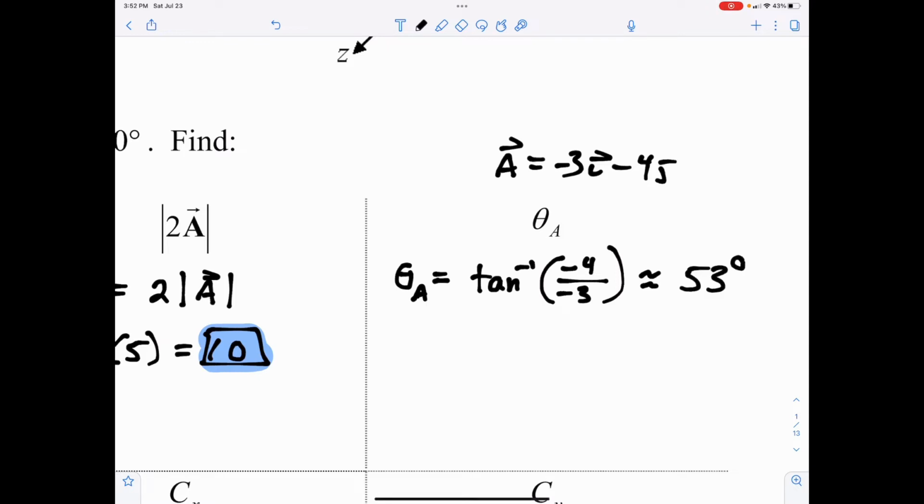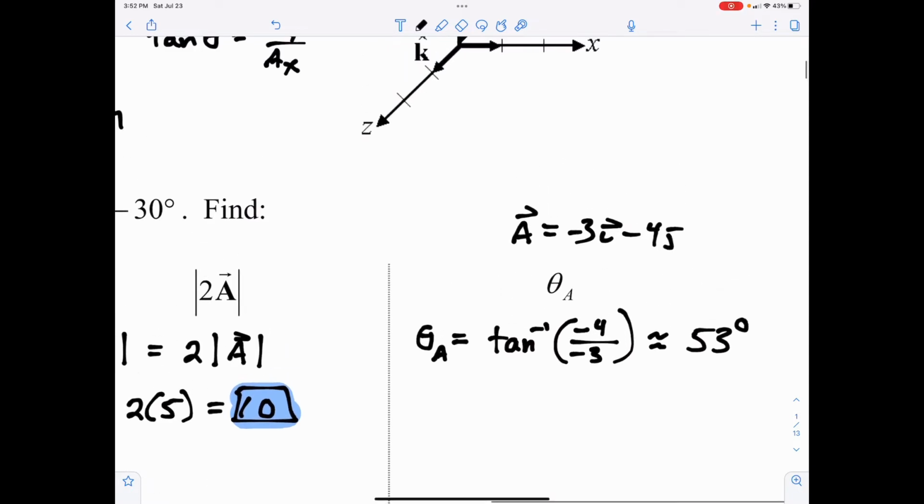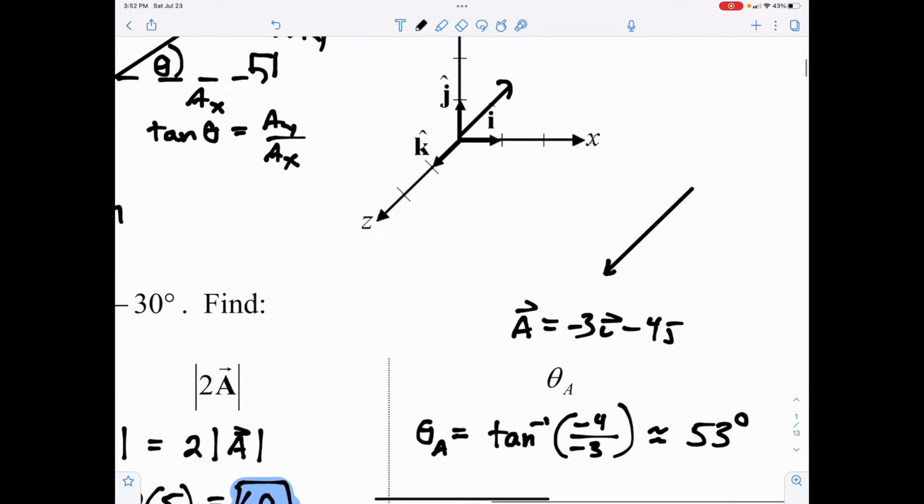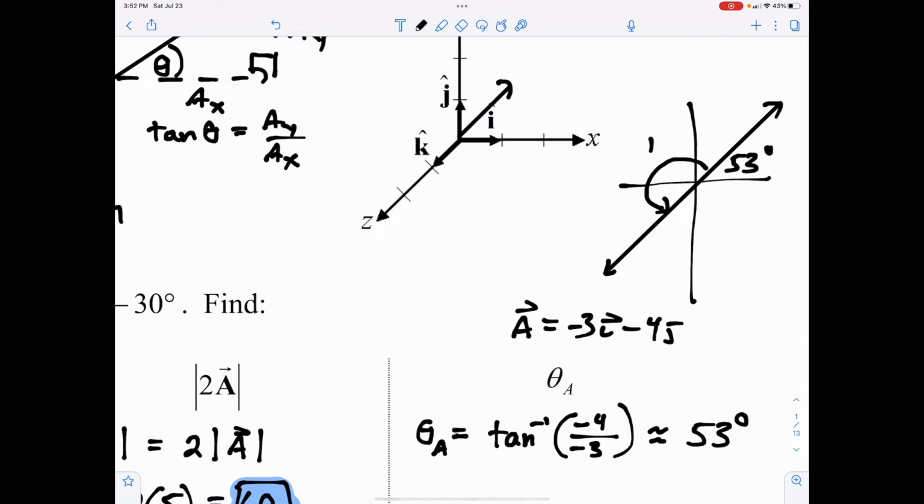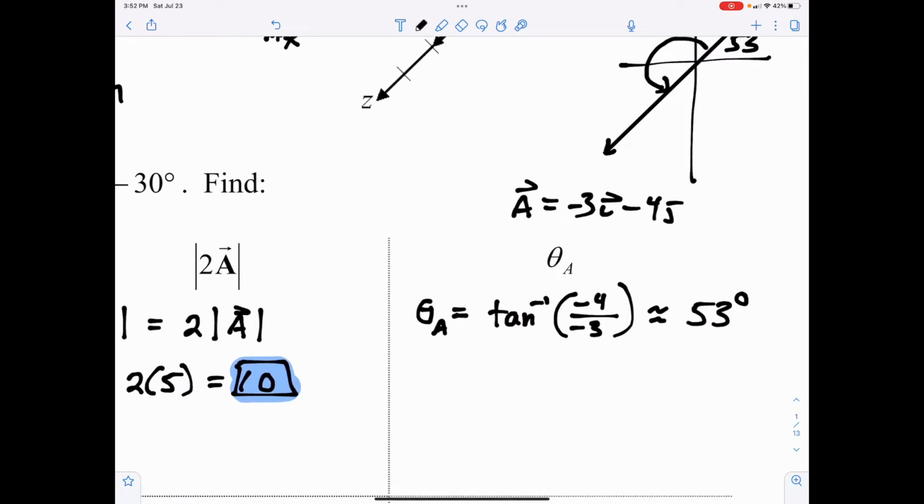But the reality is we know that 53 degrees is not correct. 53 degrees points up into quadrant number 1. So you have to add 180 degrees in order to figure out the true direction of this particular vector. So the direction, the angle of A, would be approximately 53 degrees plus the 180, or in other words, 233 degrees.